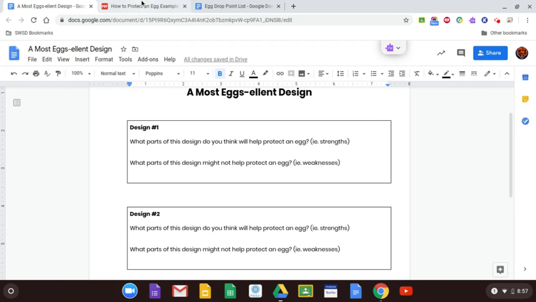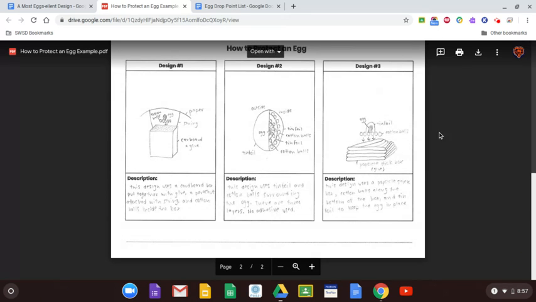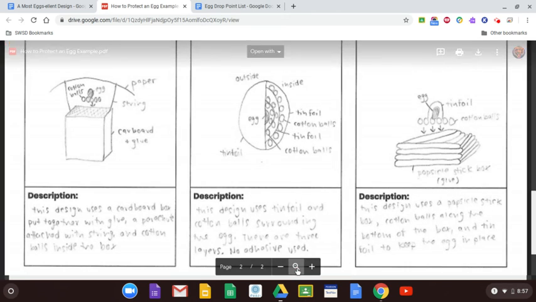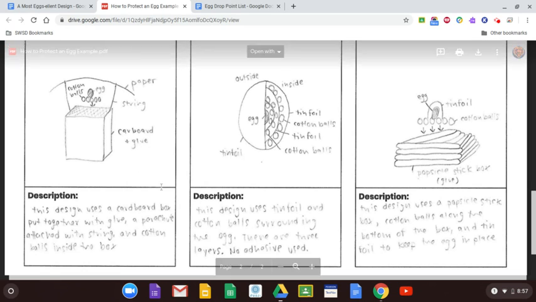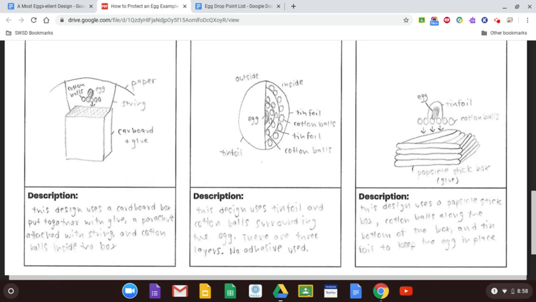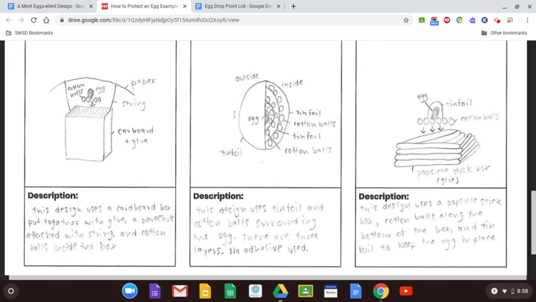What you're going to do is you're going to look back at your designs, and I'll pop mine up for a second. And you're going to critically think about the strengths and the weaknesses for each of your designs. I don't want this to become a list of okay, the strength is the cotton balls, and the weakness is the string because it might fall off. I want you to explain more than just cotton ball, string, glue, tinfoil. It's not a materials list.